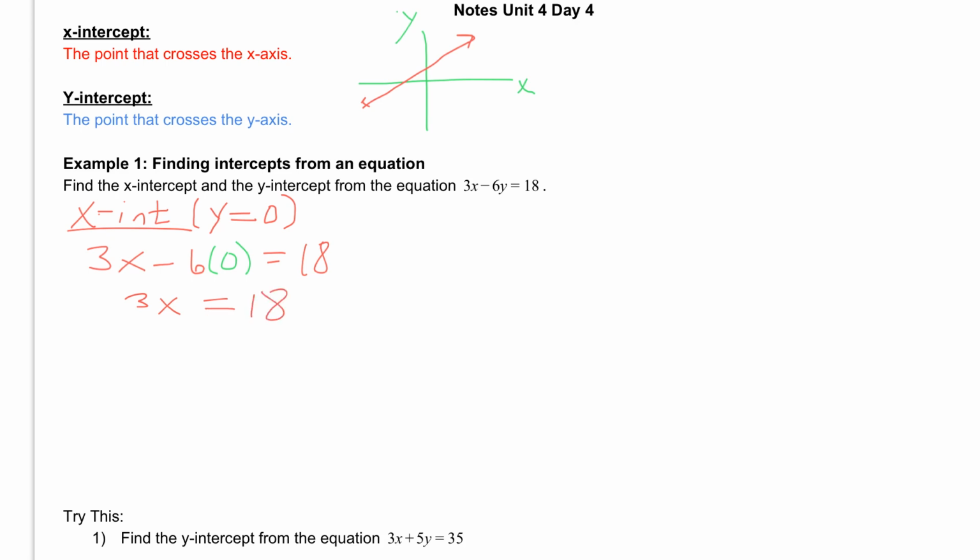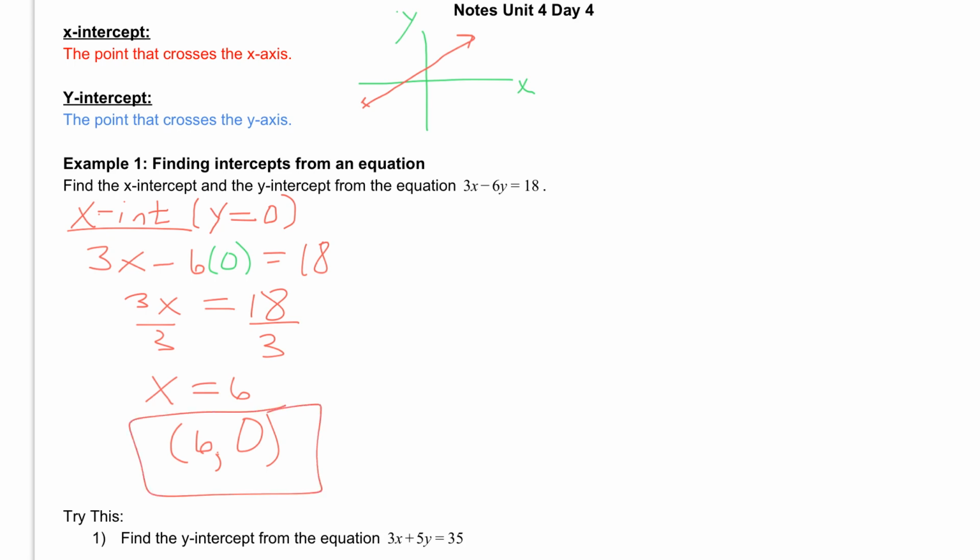If I solve for x, I need to divide both sides by 3, and I get x is equal to 6. If I write that as an ordered pair, if I were to graph it, this would be the point (6, 0). Remember, x is always first, y is always second.